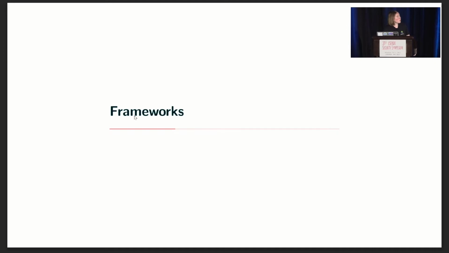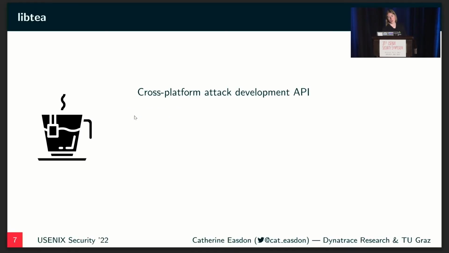Based on this analysis, we determined that the best way we could facilitate the attack development process was by improving upon the existing software tooling to try and reduce the complexity of this implementation. We developed two frameworks. The first one was libtea, which is a cross-platform attack development API in C.